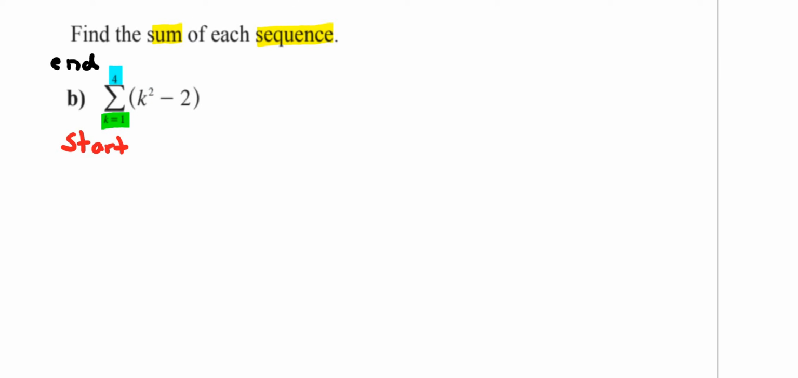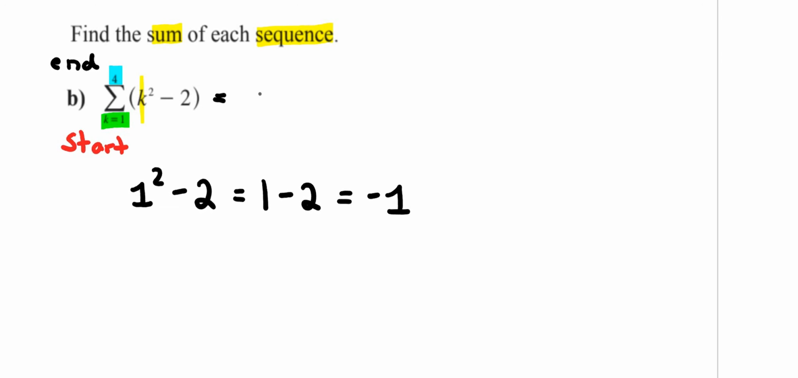What we're going to do for this problem is change the value of k. Our first value is k equals 1, so that'll be 1 squared minus 2, which is the same thing as 1 minus 2, which equals negative 1. So the first term in our sequence is negative 1. Then I change my k value to k equals 2, so that's 2 squared, which is 4, and 4 minus 2 has a value of 2. So the second term is positive 2.